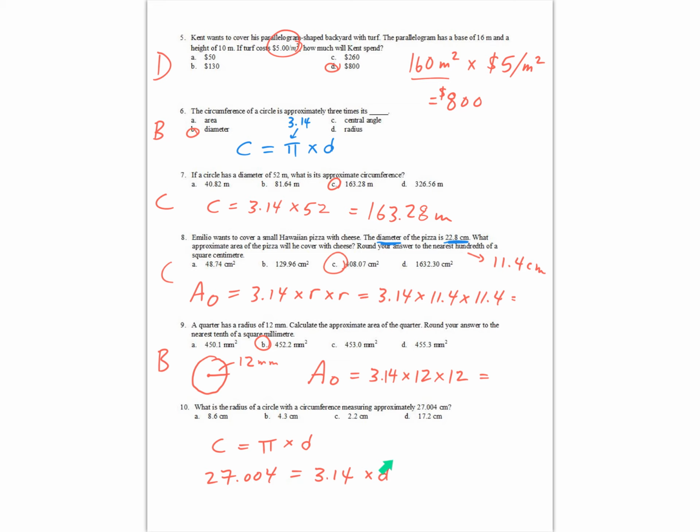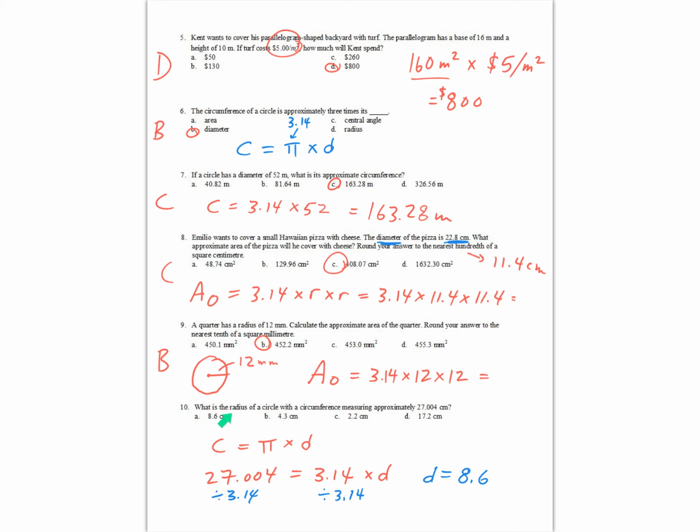Now we want to get the diameter by itself here. So what's happening to it? Well, I'm multiplying it by pi. Multiplication, we apply the opposite of that, which is division. So I'm going to divide both sides of the equation here by pi. So divide both sides by 3.14, and we get 27.004 divided by 3.14 gives us 8.6. So D is 8.6.